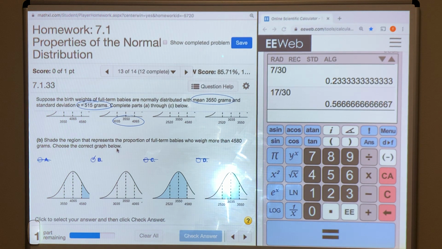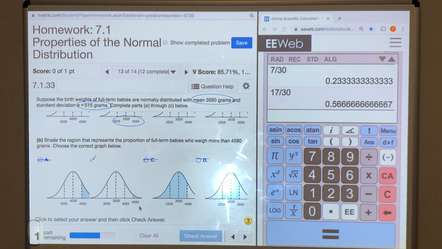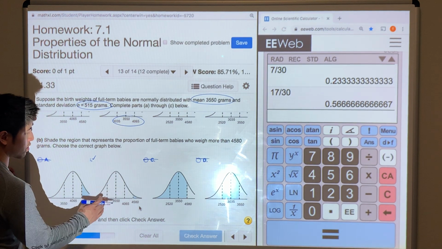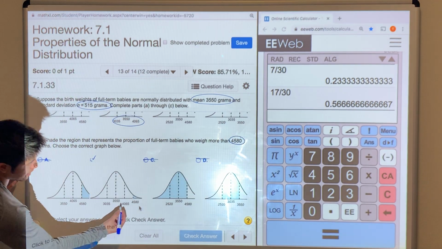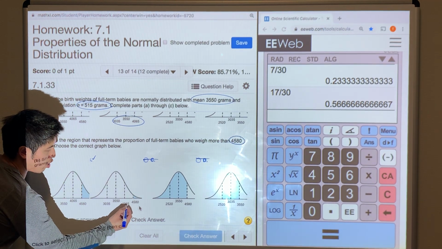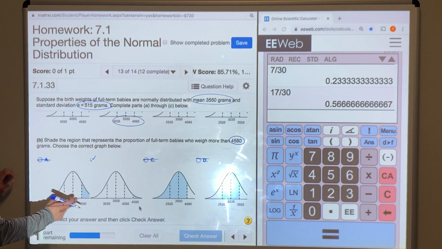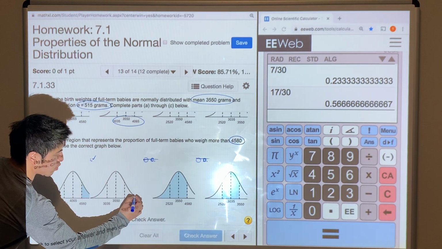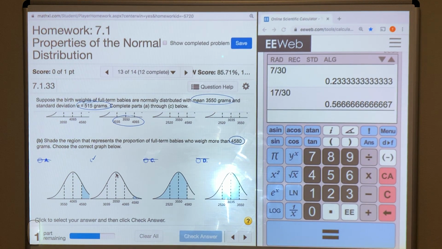Shade the region that represents the proportion of full-term babies who weigh more than 4,580. Well, let's scoot over here, and there it is. So notice how the numbers matched up. It looked a little off, but sure enough, 4,580 grams is way outside the first standard deviation. So it's all the way over here, which makes total sense. This is wrong, that's wrong, because they didn't take into account the correct numbers. And greater than shades that region. That's perfect. That's the correct choice.